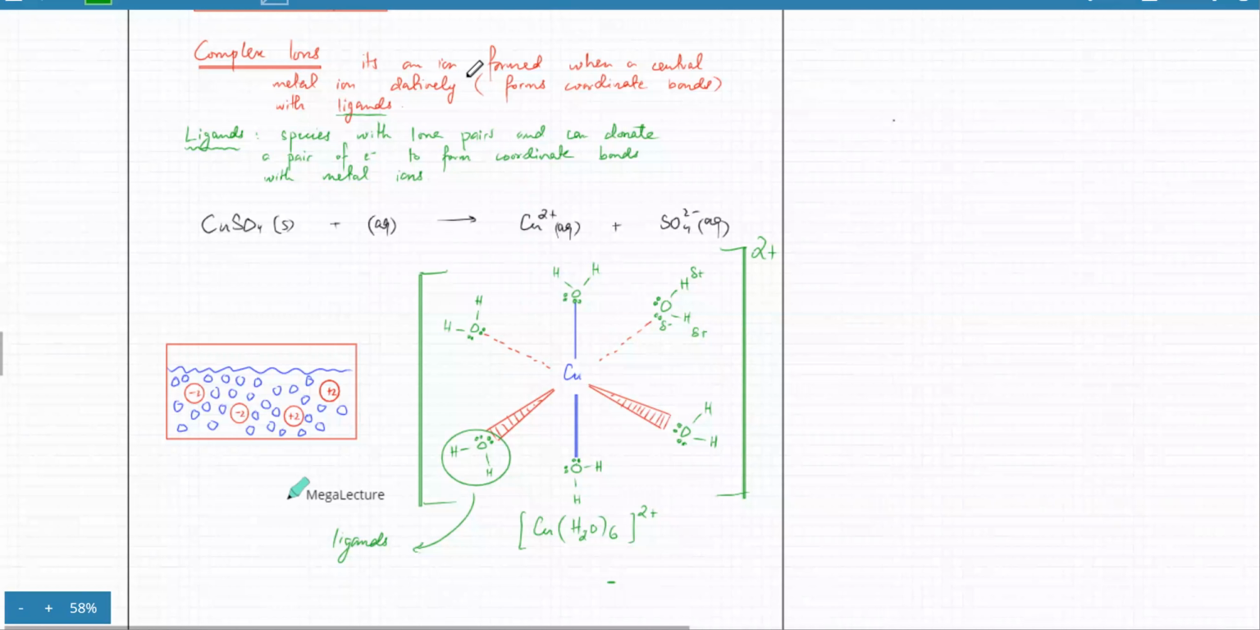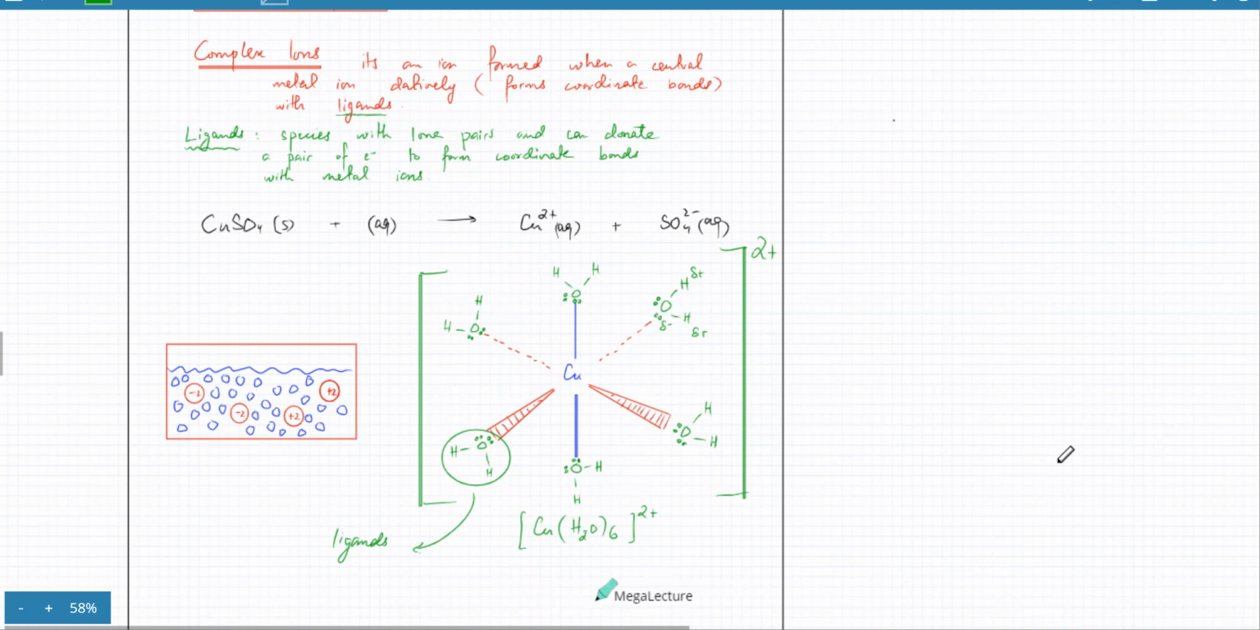Now, there are all sorts of ligands and all sorts of complex ions. We're going to do a few complex ions which are in your A level syllabus, specifically complex ions related to copper and complex ions related to cobalt. Their colors and their shapes, and the way you need to learn how to draw them as well. You must remember their formulas as well.